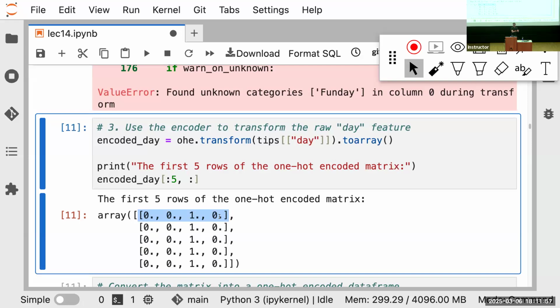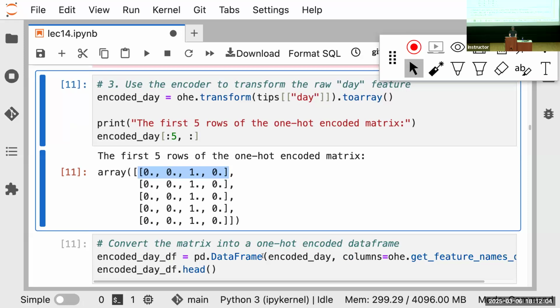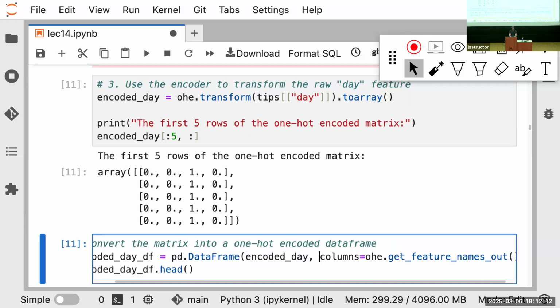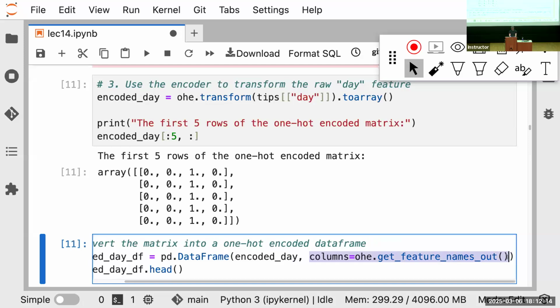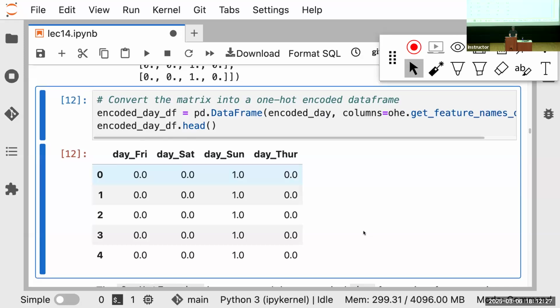But we like working with data frames, so let's now put this inside of a data frame. How do we convert this into a data frame? We use our function that we're very familiar with, pd.DataFrame. We're just going to dump that matrix right inside, and we want to name the columns using that get_feature_names_out function we saw before. This is going to give us those feature names we saw before: day Friday, day Saturday, day Sunday, day Thursday. We run this, and we get something that looks a lot like a regular old data set, but now in a one-hot encoded form.